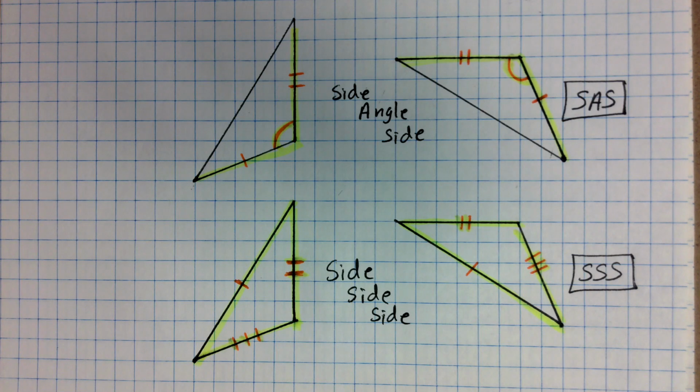So those are the 5 types of congruency that you're going to be facing on the work that you're doing. And hopefully this video helped you better understand how to tell the difference between those 5.